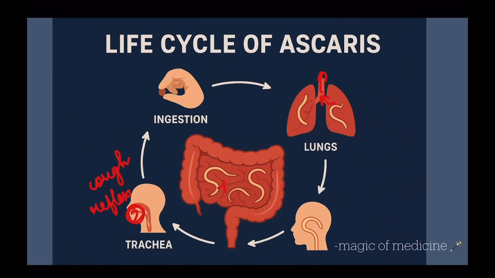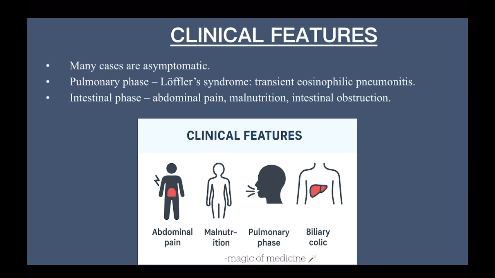Now coming to the clinical features. Most infections are asymptomatic. When symptomatic, they present in two phases. Remember, the first phase is larval migration phase and it leads to Loeffler's syndrome. Loeffler syndrome is nothing but an allergic reaction wherein there is transient pulmonary eosinophilic infiltration predominantly in peripheral lung fields.